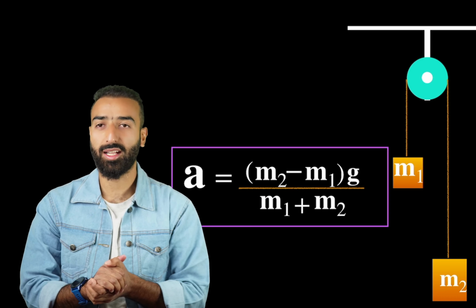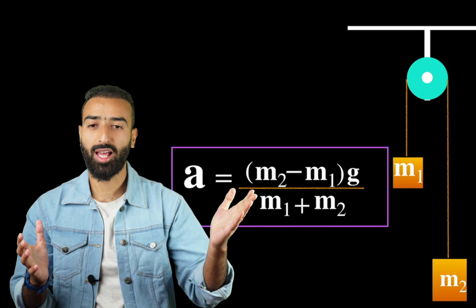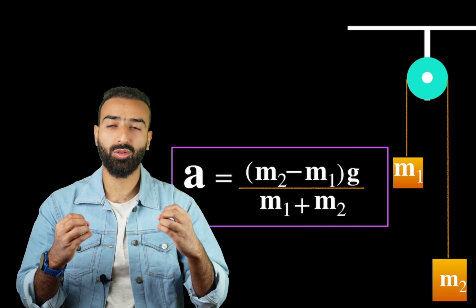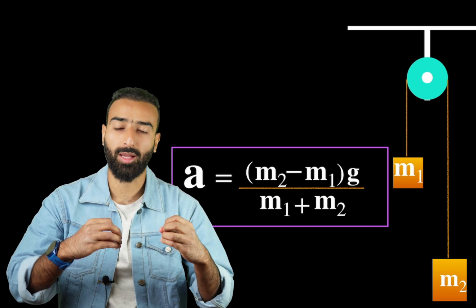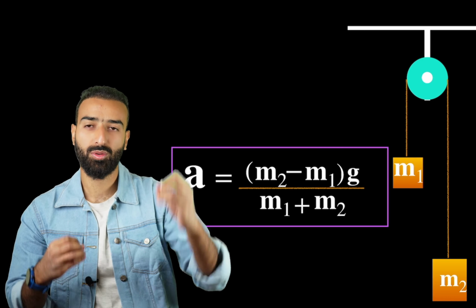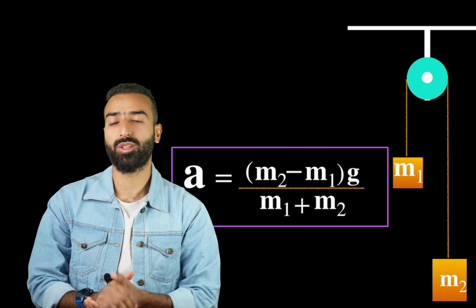That's great, and that solves our problem. This value gives the acceleration of both the blocks. It gives the magnitude of acceleration with which block M1 goes up and the magnitude of acceleration with which M2 goes down.